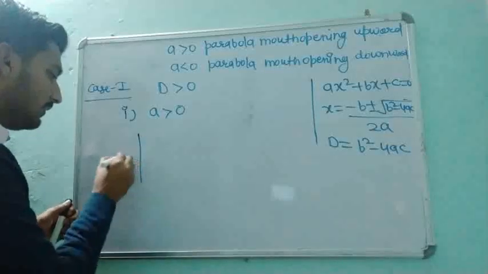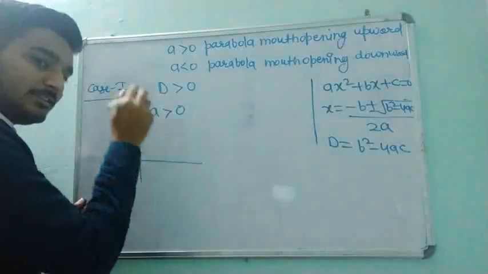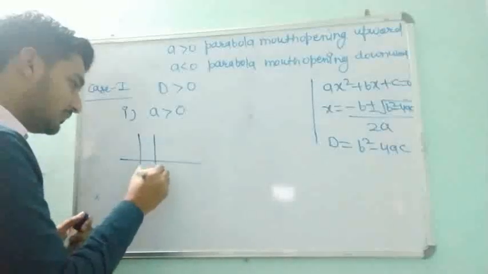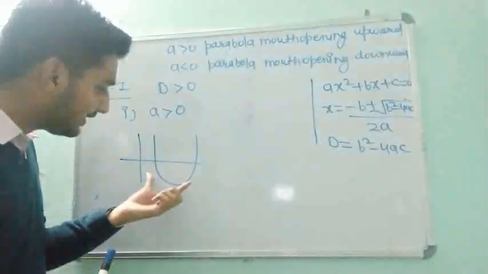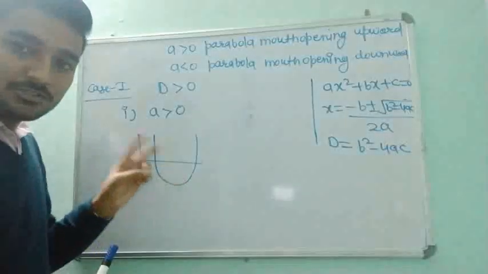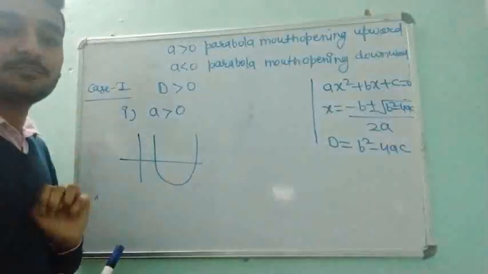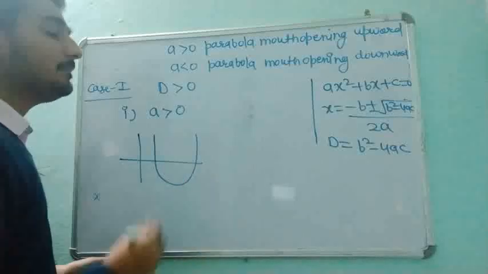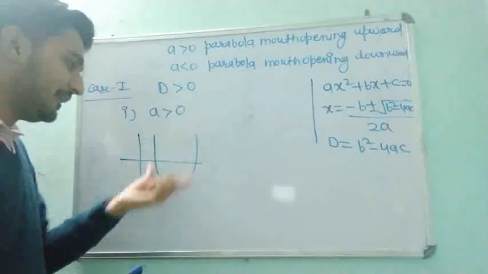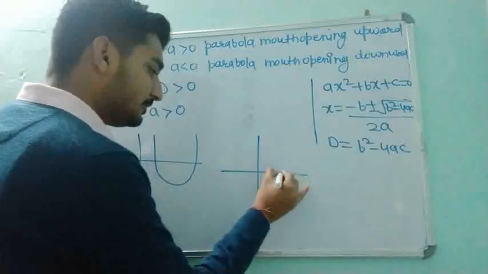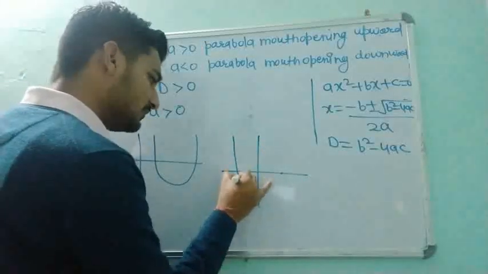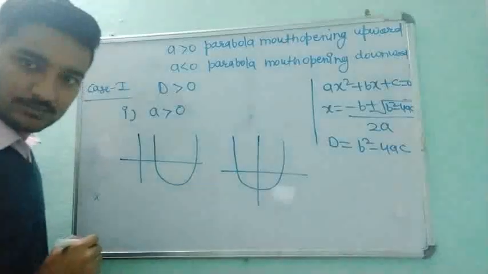So, with a greater than 0, the parabola mouth opens upward. If both the values of x are positive, then our graph can be like this, because here we have two values which satisfy the quadratic equation. It may happen that one value is positive and one value is negative. So the graph can be like this.